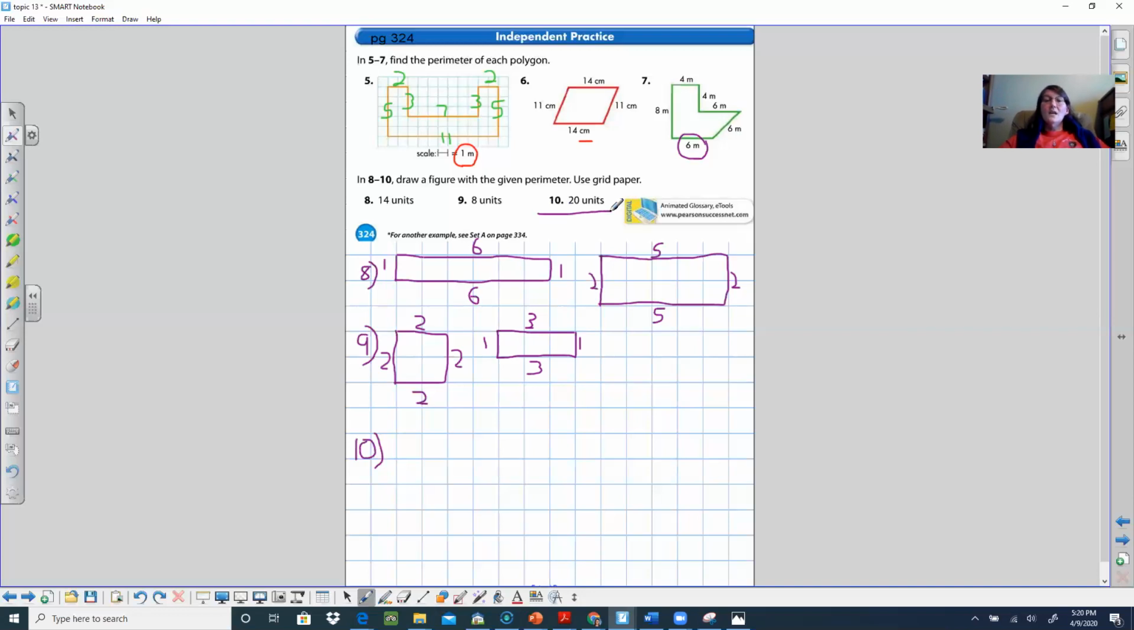So I need to think, okay, I need 2 of my sides to add to half of 20. So what are 2 numbers that add to 10? Because 10 is half of 20. Probably the most efficient one is a 5 by 5. Let's see, did I do that right? 1, 2, 3, 4, 5. Yep. Now I'm going to go over 5. 1, 2, 3, 4. There's 5.